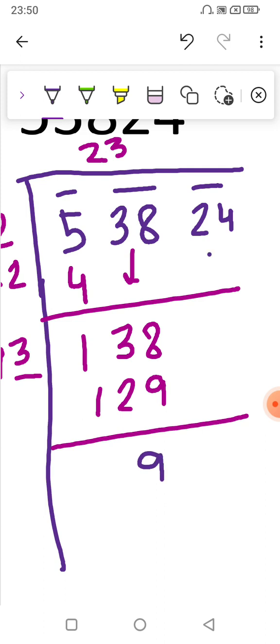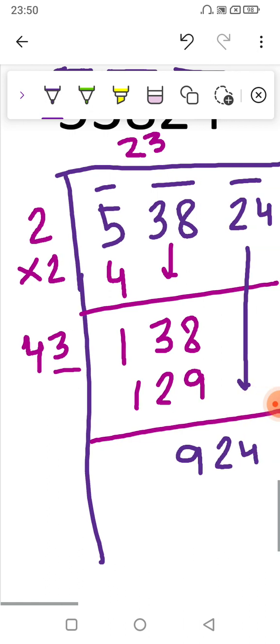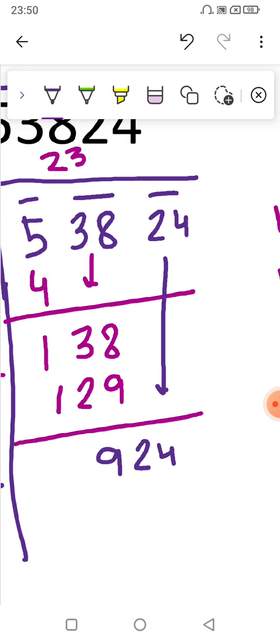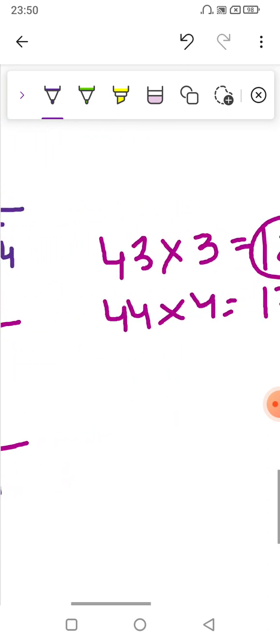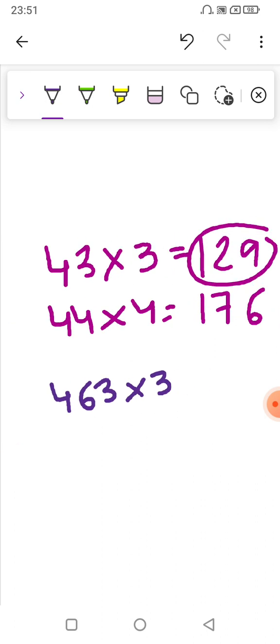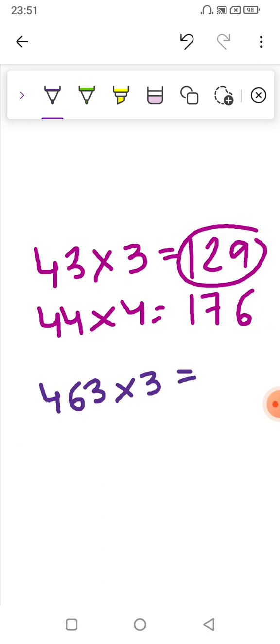And then we will move the last pair over here, 924. Over here you can see 4 will be written as it is, that is 4. This 3 will be multiplied by 2, so this will become 6. And over here we have to search for a number which is close to 924. So 463, maybe we can go for this number, 463 into 3. It's purely an assumption basis.